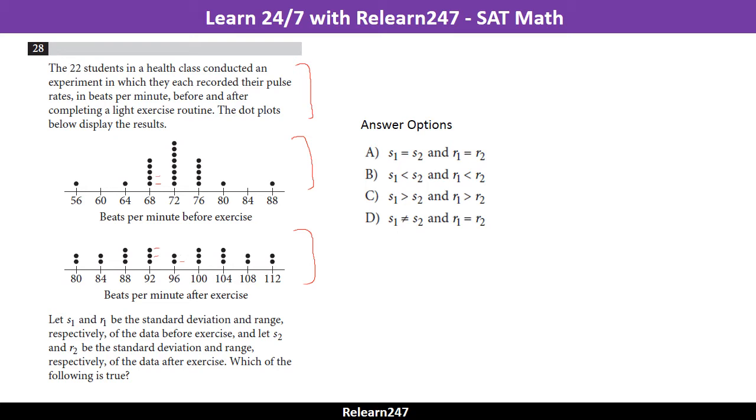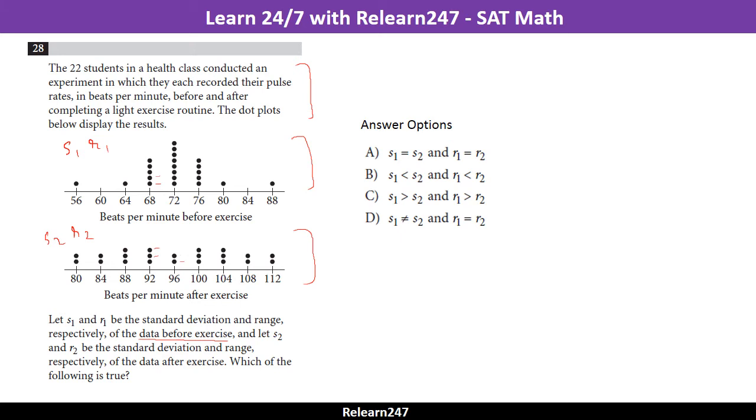Let's see what the question is now. Let S1 and R1 be the standard deviation and range respectively of the data before exercise. So S1 and R1 are for this, right? And S2, R2 be the standard deviation and range respectively of the data after exercise. So S2, R2 is for this. Which of the following is true? So friends, if you look at the options, you will clearly see it's not talking about the value or the number. So we need not perform any calculation, but it's doing a comparison between S1 and S2.